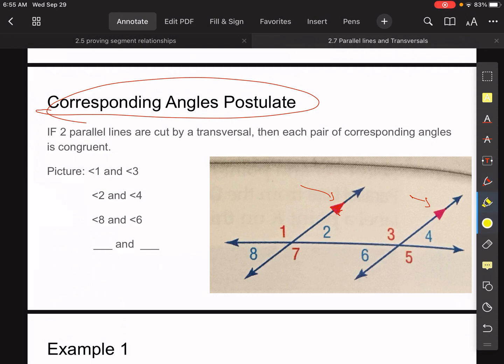You can look at it here, and you can see that is the case, right? So 1 and 3, if there's a line that cuts through those things and those things are parallel, it doesn't matter the slope of that line, it's going to create two congruent angles there. In fact, it creates 4 sets of congruent angles. So we have 1 and 3, 2 and 4, 8 and 6, and then the other one would be angle 7 and angle 5. That's the corresponding angle postulate.